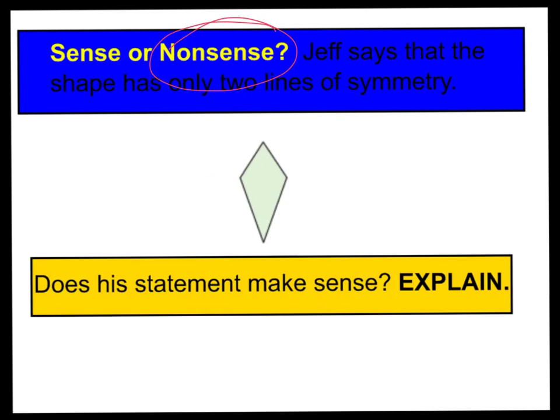Also, he might have thought that if he drew a diagonal line of symmetry that it would match up, but as you can see, those two would not match up either. So if you said nonsense and that it only had 1 line of symmetry, you are correct.